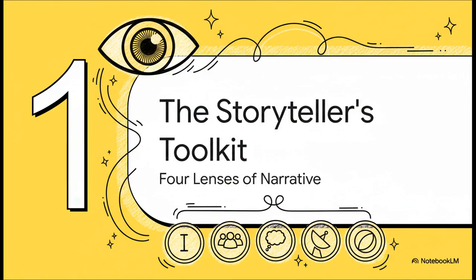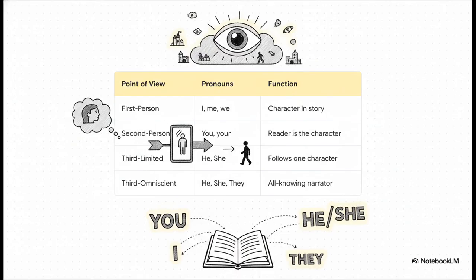To really get a grip on this, we need to understand the four main lenses a writer can use. These are the fundamentals, the absolute bedrock of the craft, so you'll want to lock these in. Here they are, our four main tools. First up, you've got first person, which uses I. That's our direct personal pipeline right into a character's thoughts.